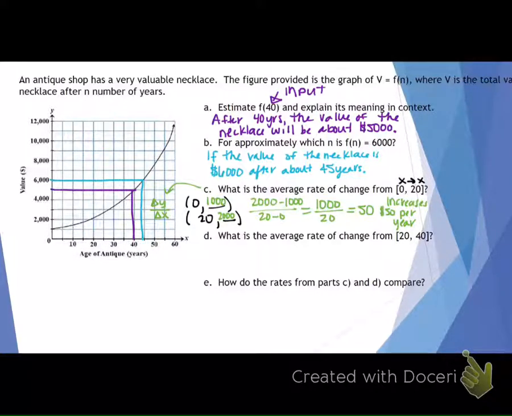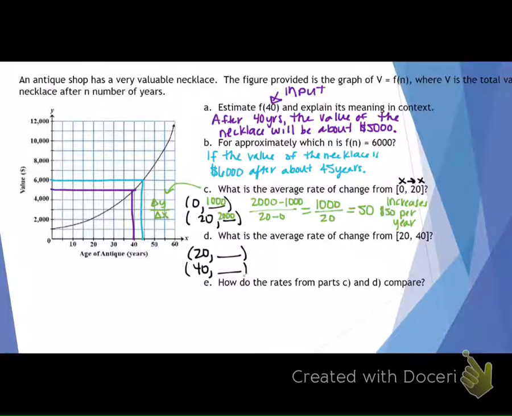Okay, so we do the same thing here. We know 20 is at about 2,000. What is 40 at? 5,000. Yeah, it's at about 5,000.